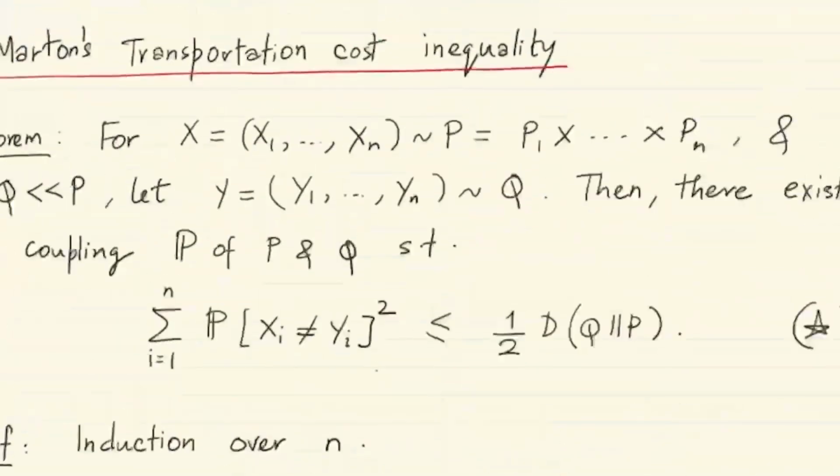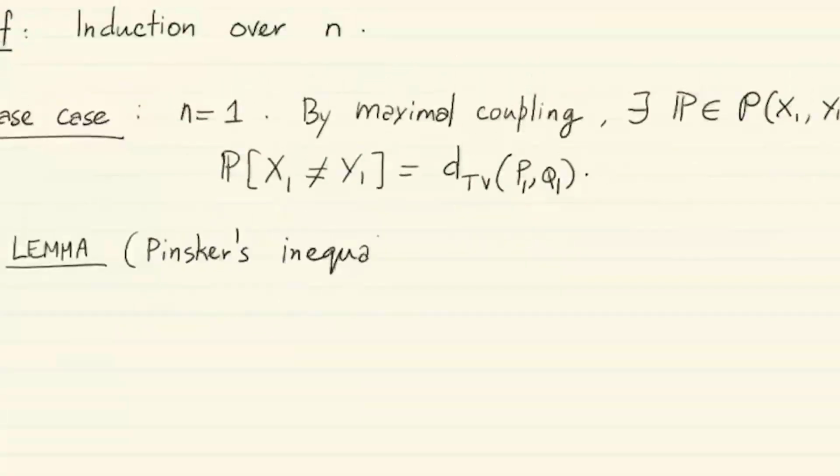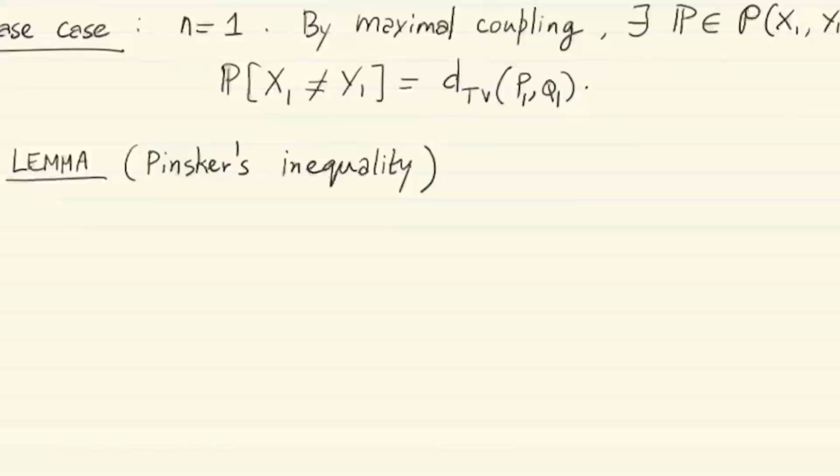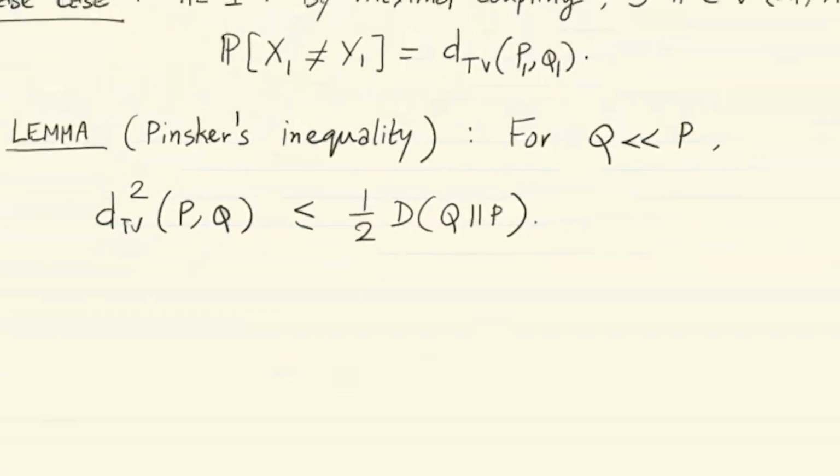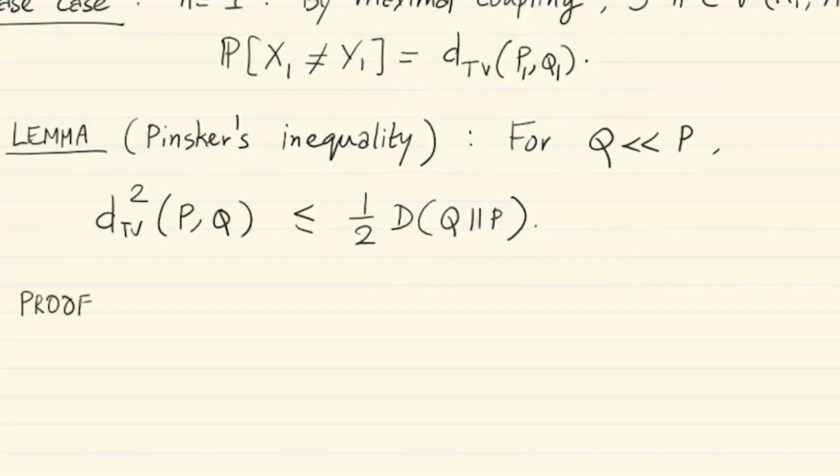So the base case for Marton's transportation cost inequality is Pinsker's inequality. So it is a generalization of Pinsker's inequality, which simply says that for any q absolutely continuous with respect to p, the total variation between p and q squared is at most half of D(q||p). Okay, and the proof is by appealing to the transportation lemma.